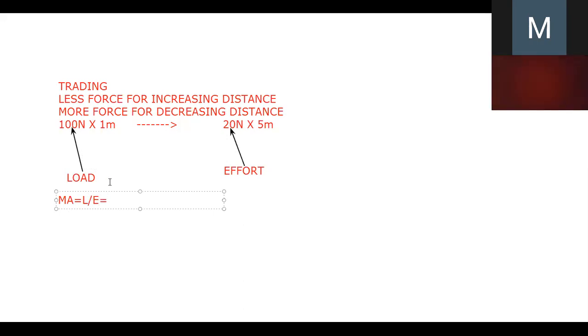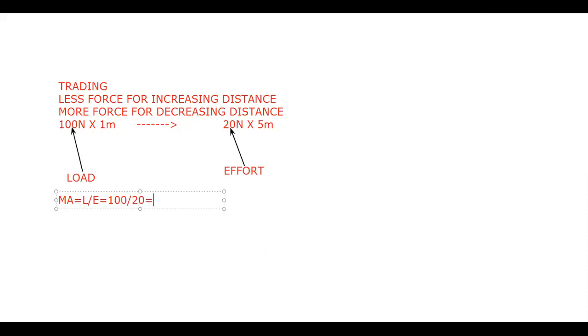How much is the load? 100 Newton. How much is the effort? 20 Newton. So how much will be the MA? The MA is 5. Now the MA is 5 means that this machine is multiplying the force 5 times. I am definitely getting the advantage on force. Instead of applying 100 Newton, I have to apply only 20 Newton.